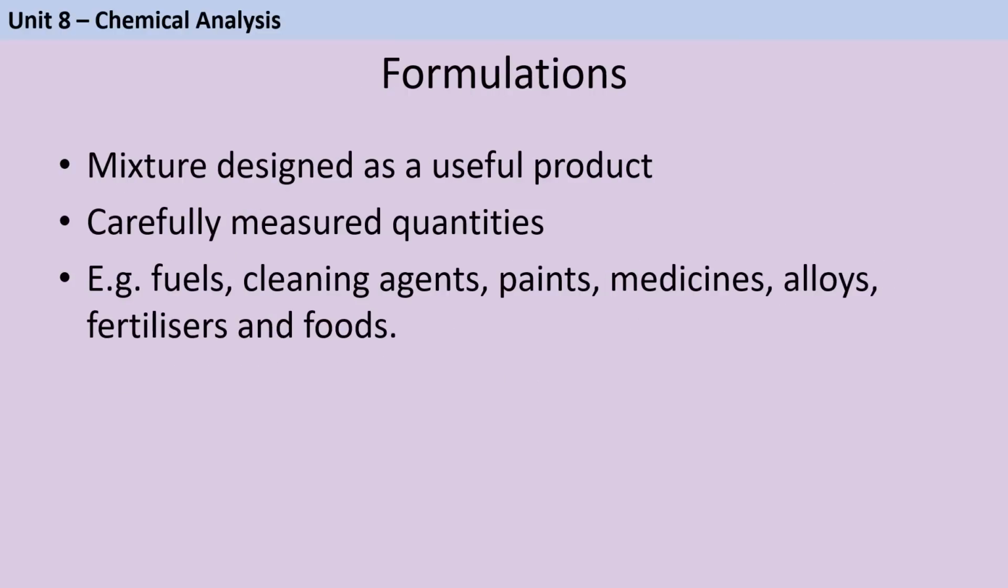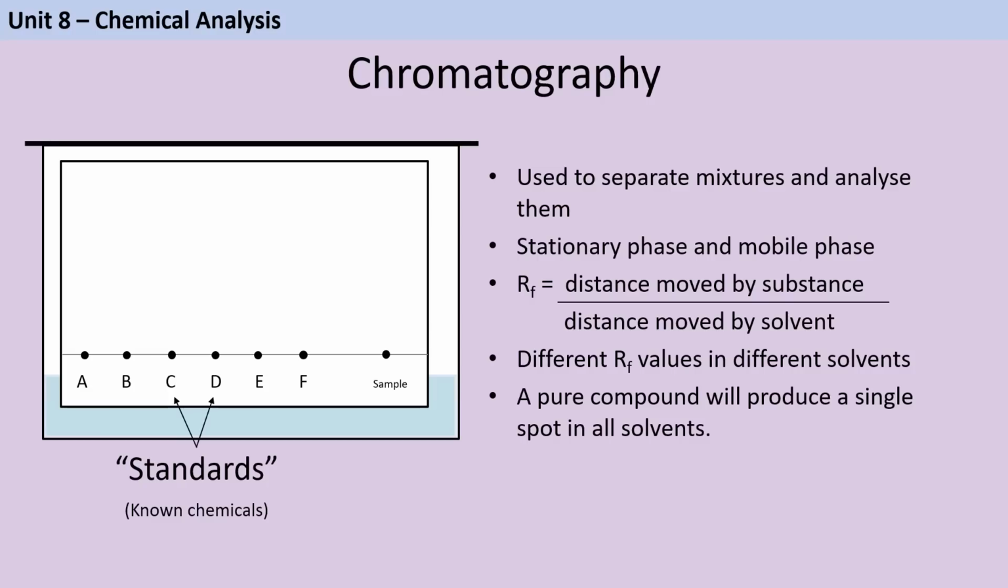Formulations are mixtures that have been designed as a useful product. They contain really carefully measured quantities of all of the ingredients. Examples of formulations include fuels, cleaning agents, paints, medicines, alloys, fertilisers and foods. Another way that you can identify whether a substance is pure and which different substances it contains if it's not pure is by using chromatography.